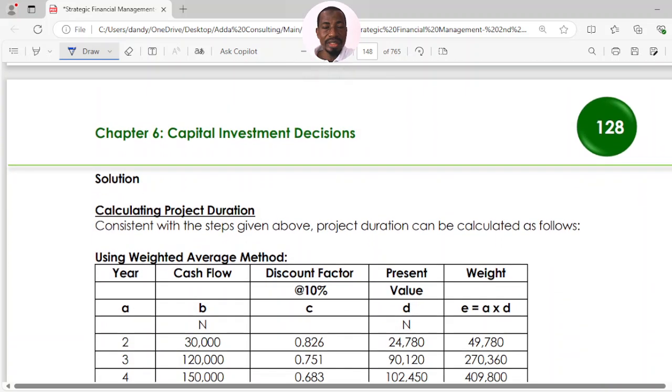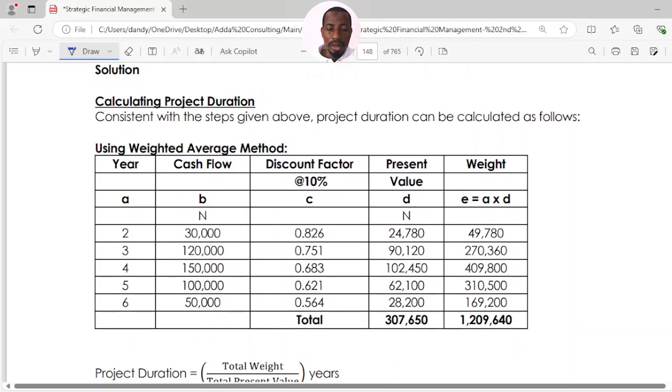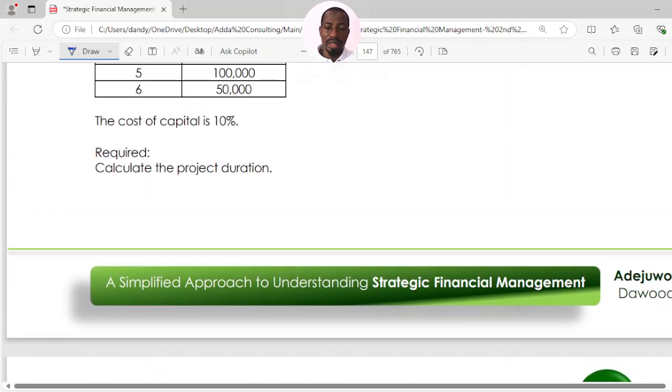Therefore, let's demonstrate the two methods. If you want to use the weighted average method, you create a column for year, a column for cash flow, a column for discount factor, a column for present value and the weight, because you want to use the weighted average method. You are going to ignore the negative cash flow of year 1, so that's why in this table we don't have year 1. These are the cash flows for the respective years. The cost of capital given to us in the question is 10%.